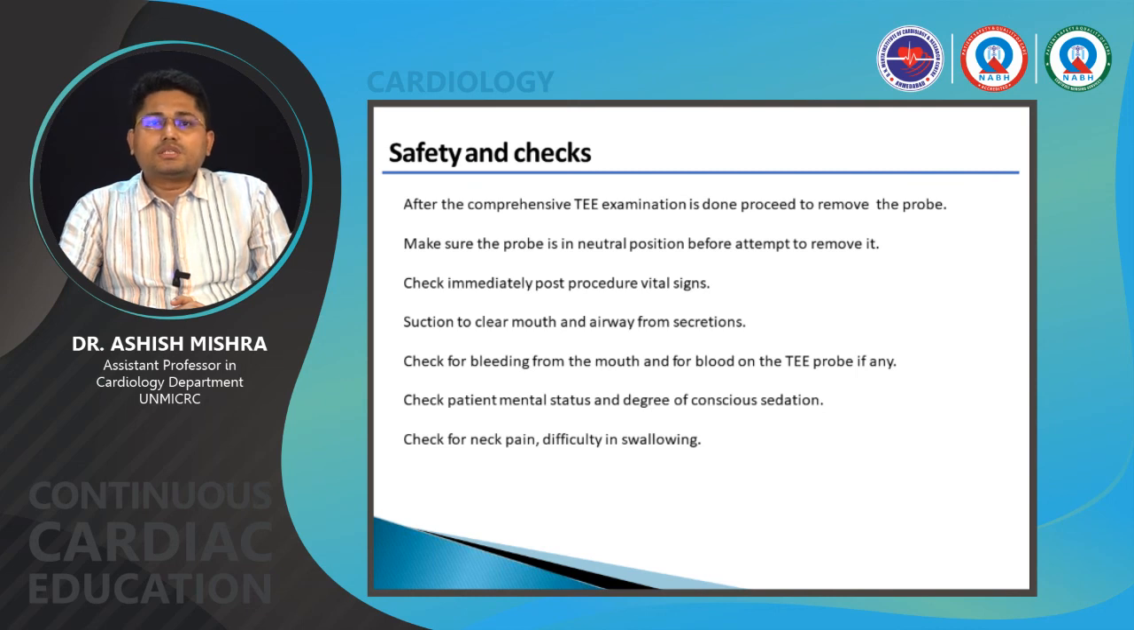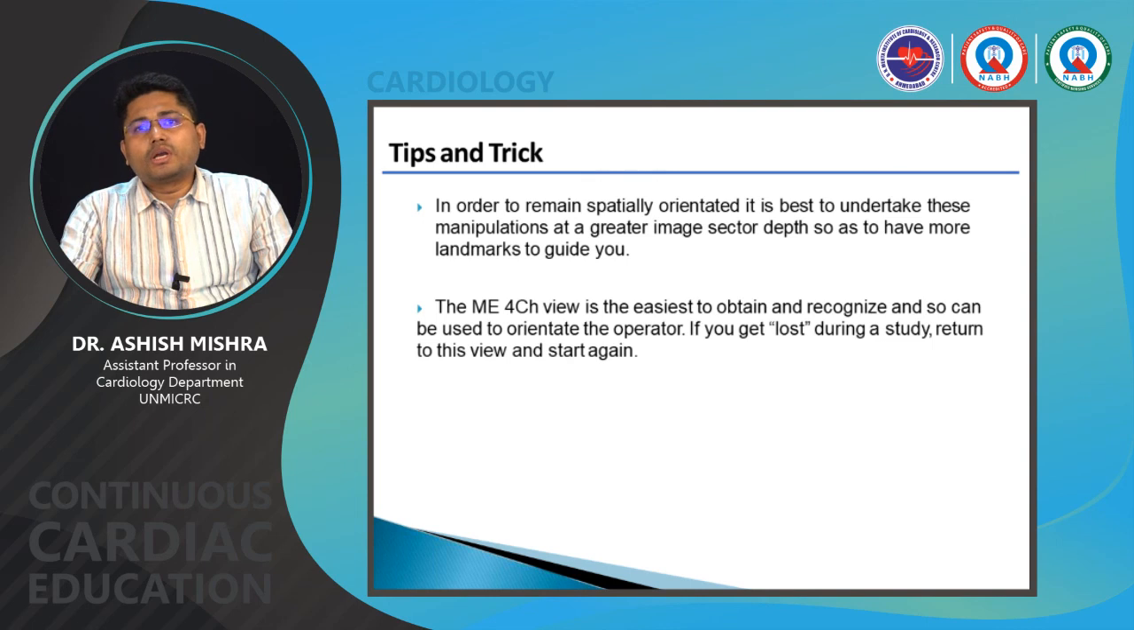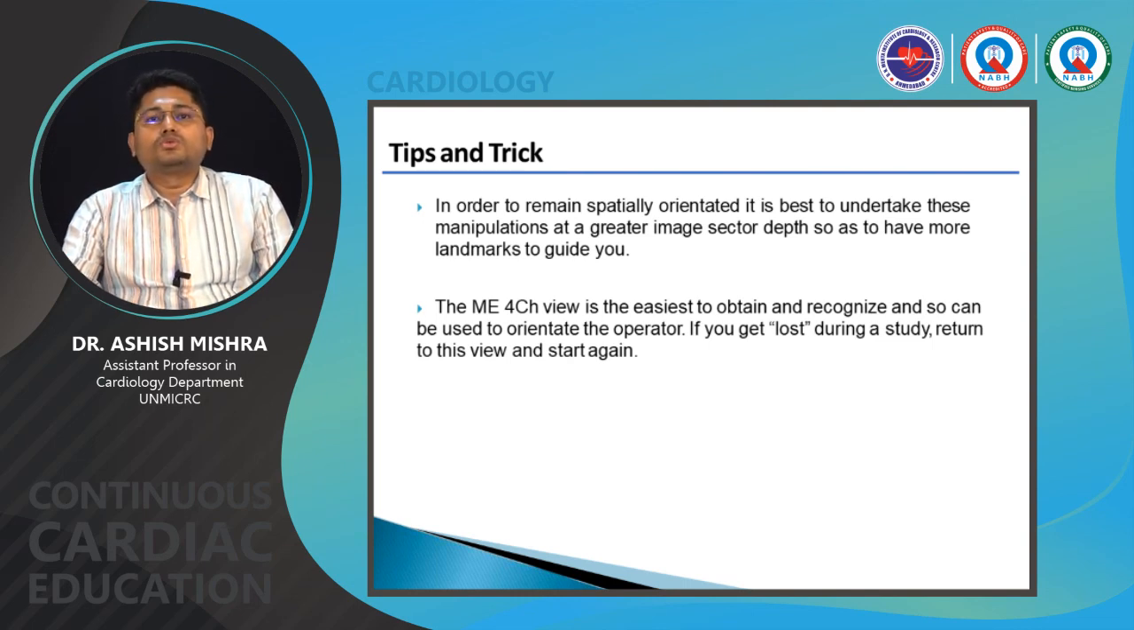Check patient mental status and degree of conscious sedation, if conscious sedation is used for the comprehensive TE. Also one should check for neck pain and difficulty in swallowing, if there was malposition while advancing the probe. Some tips and tricks to remain spatially oriented: it is best to undertake these manipulations at a greater image sector depth, so as to have more landmarks to guide our intervention and imaging. The mid-esophageal 4-chamber view is the easiest to obtain and recognize, and is used to orient the operator. If you get lost during a study, return to this view and start again.